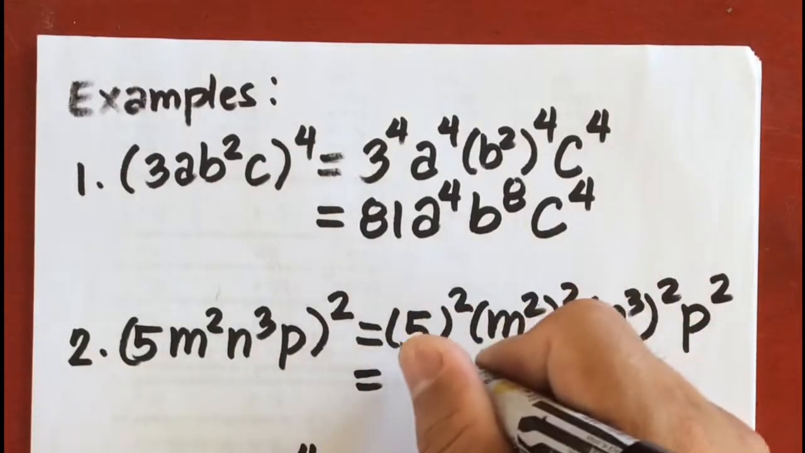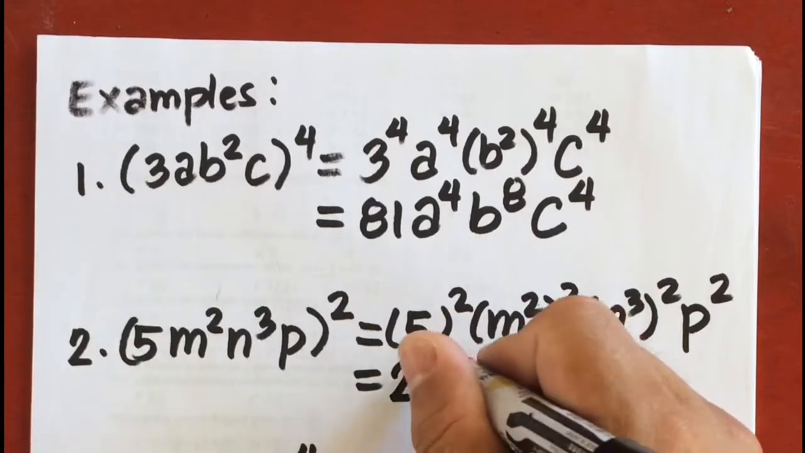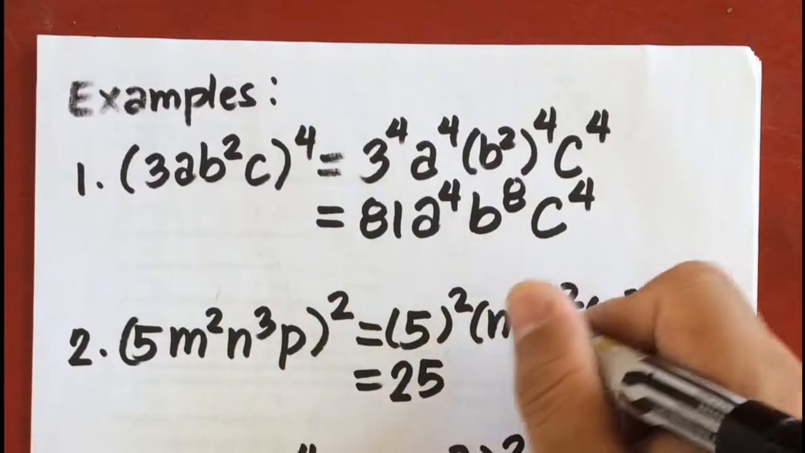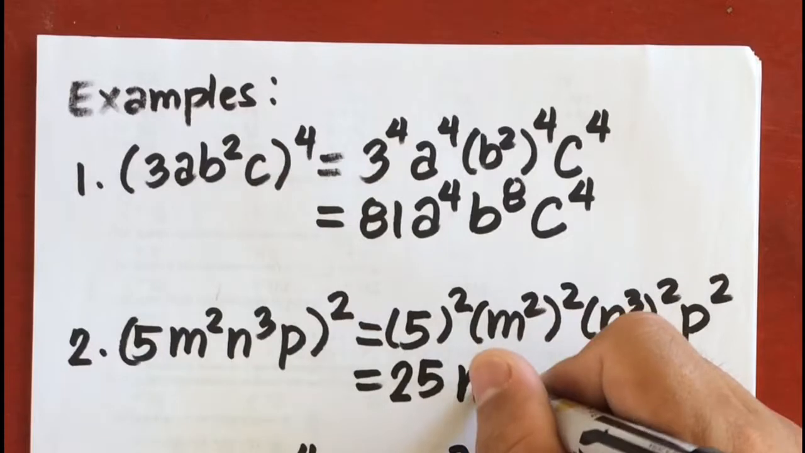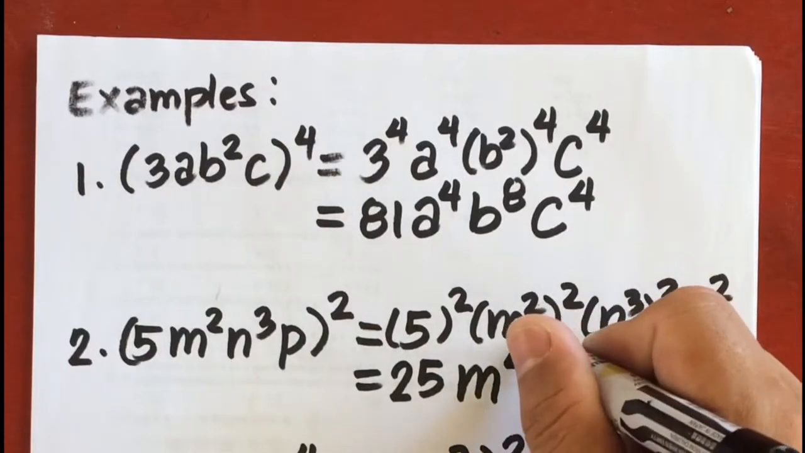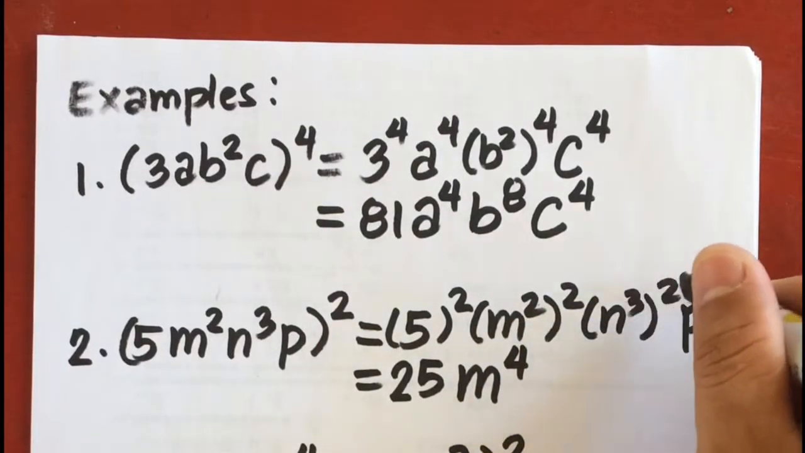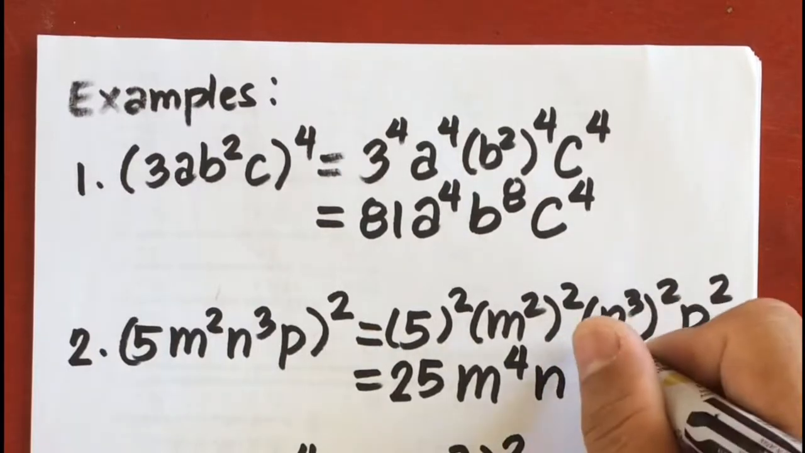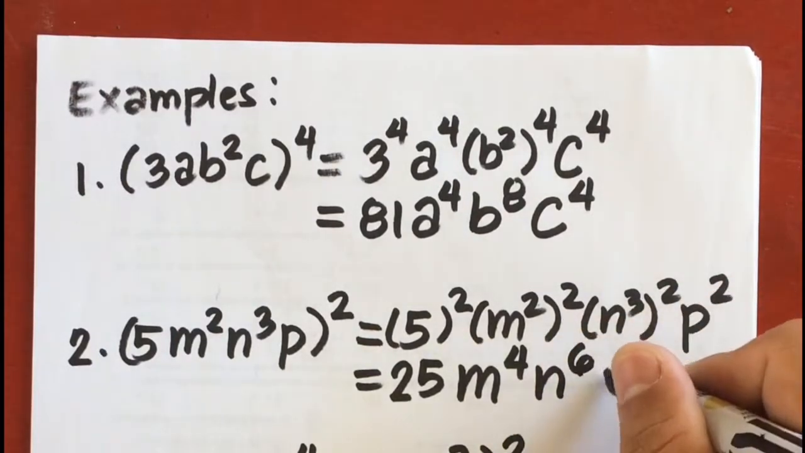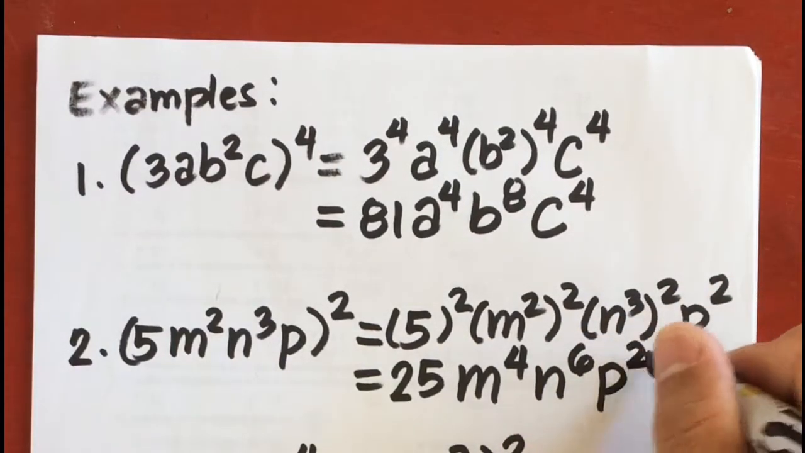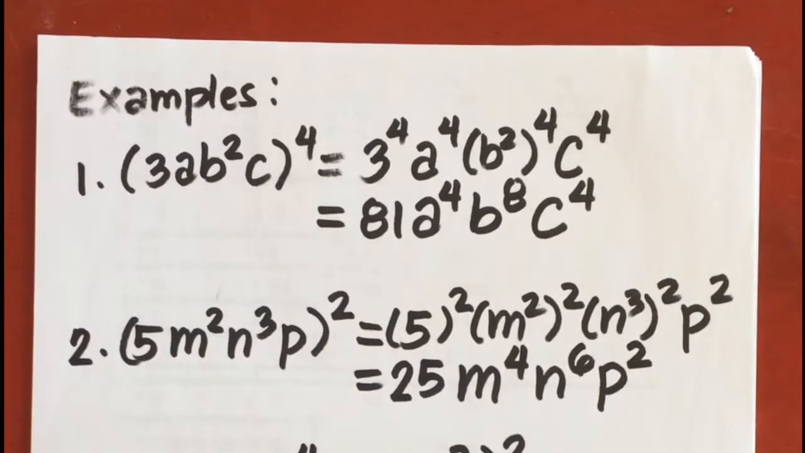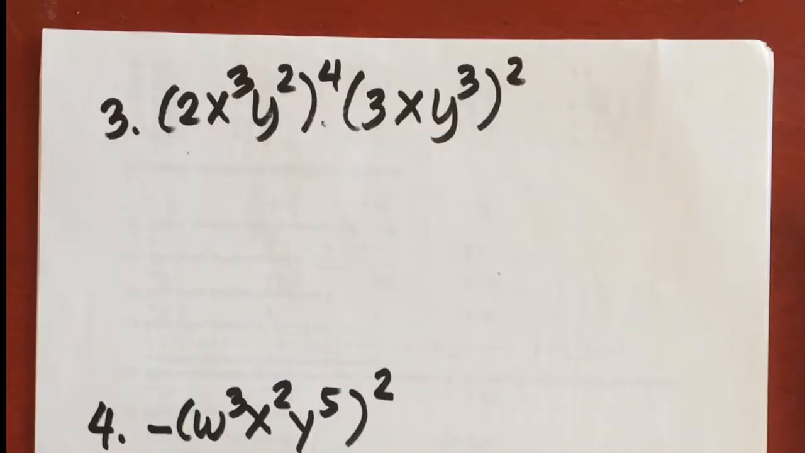So 5 squared, 5 times 5, is 25. M squared squared, applying power of a power, is m to the power of 4. Then n cubed squared will be n to the power of 6. And last will be p squared. So for number 2, the answer is 25 m to the power of 4, n to the power of 6, p squared.